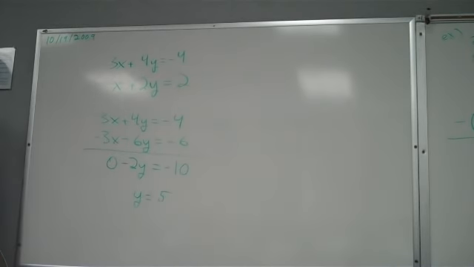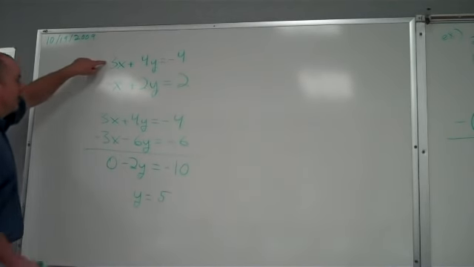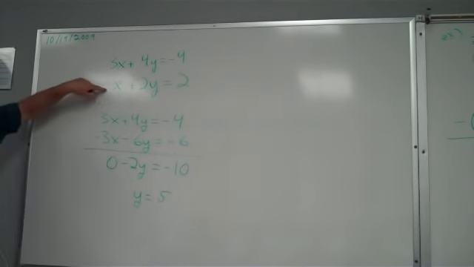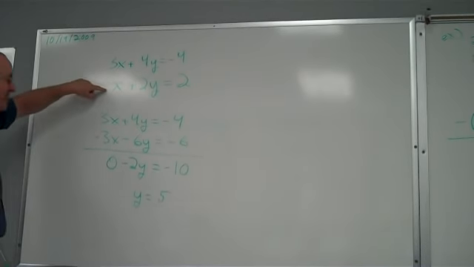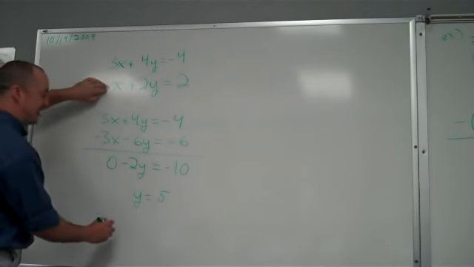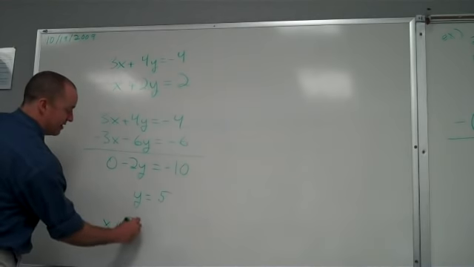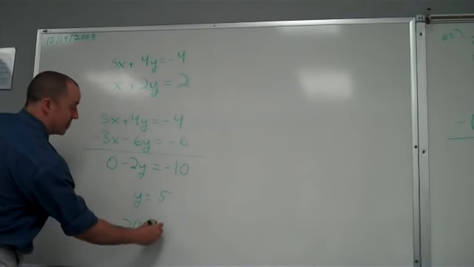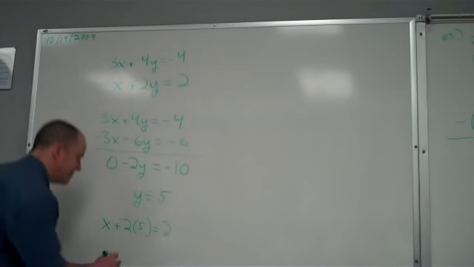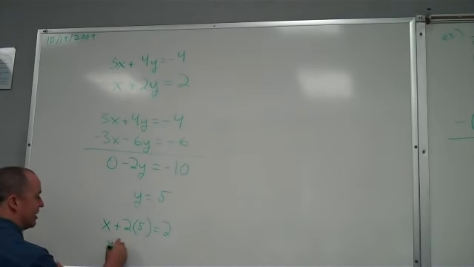Somebody pick an equation for me to plug this back into. Someone besides Nimi. She's picked them all. Rodney says the bottom one. Okay, so now that is probably easier because x is already by itself. So we say x plus 2 times 5 equals 2. X plus 10 equals 2. Then I subtract 10 from each side.